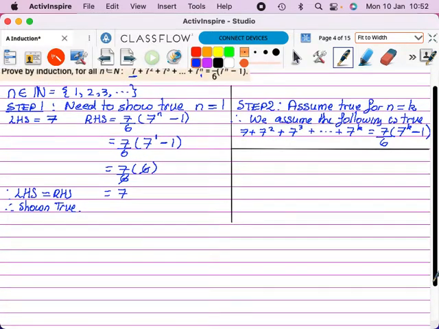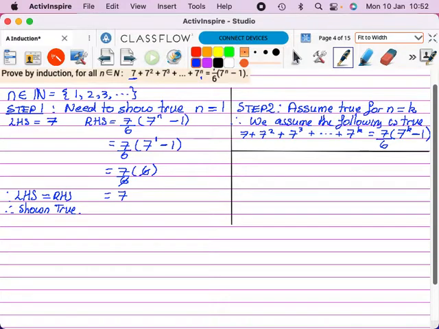Now, using this setting out technique, we do get space for working out if we need it, and I'll demonstrate that to you in a minute. Now you've passed the question. So this is rote learning, to be totally honest with you. Step 3, squeeze it in here. Step 3, need to show true for n equals k plus 1, using step 2.